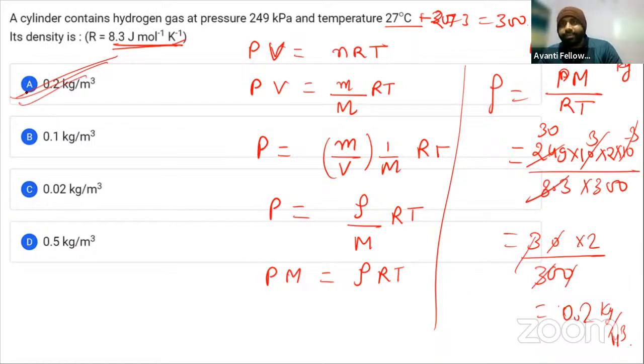And you got it very correct, JNV Ramnagar student. And thank you so much.